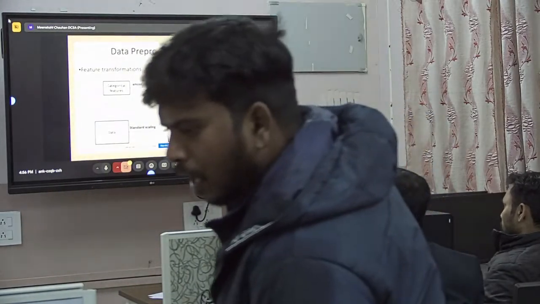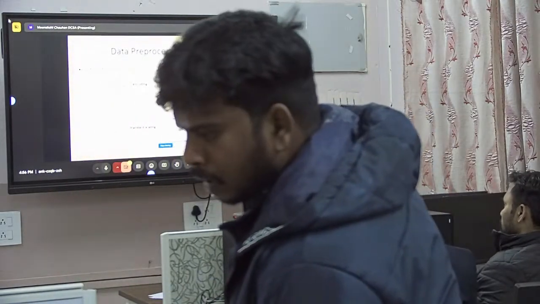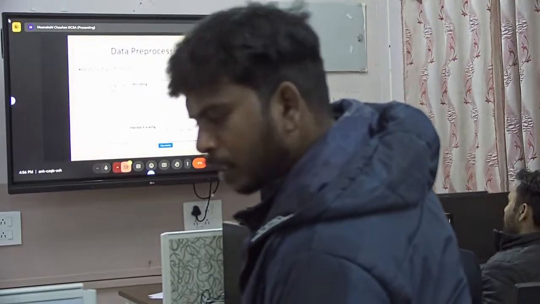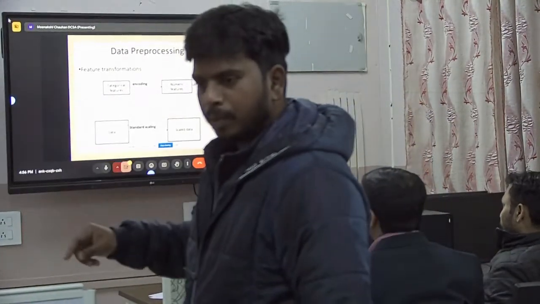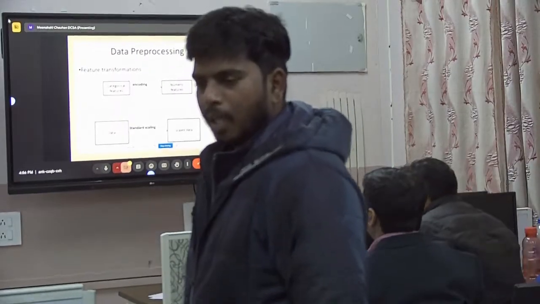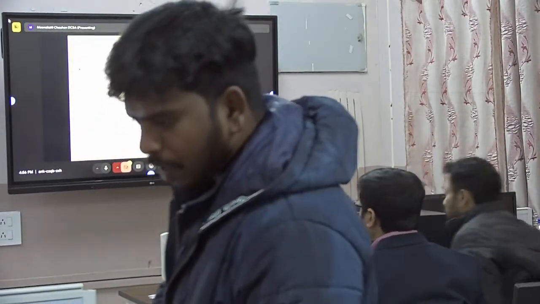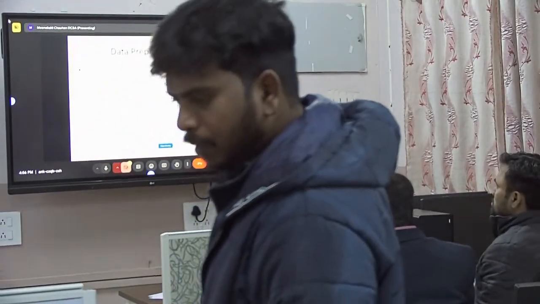So these are some data processing tasks. All the categorical features are converted into numeric features so that they can be processed by the ML model, and they are also standardized with a standard scaler. Then the datasets are generated as described previously.